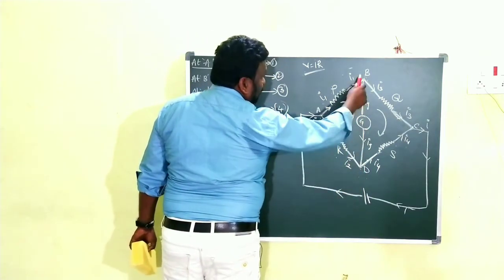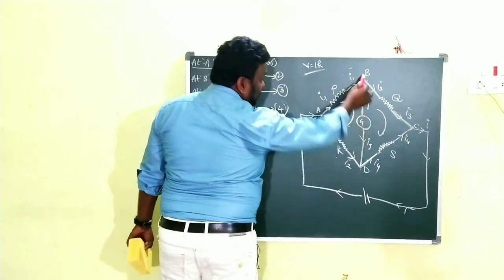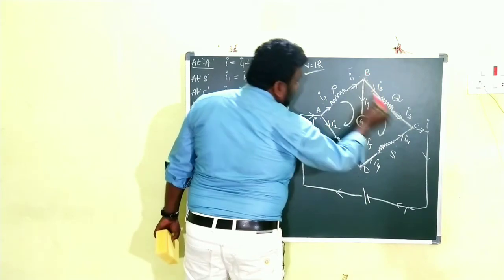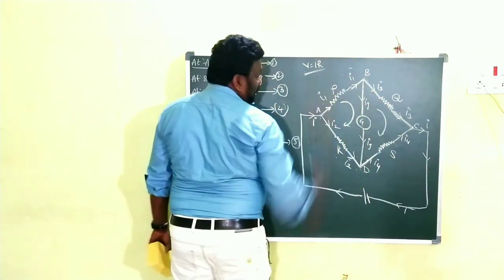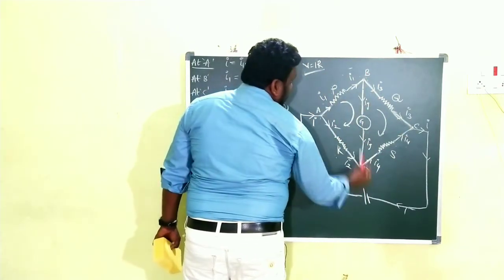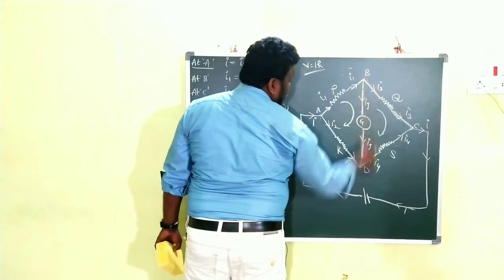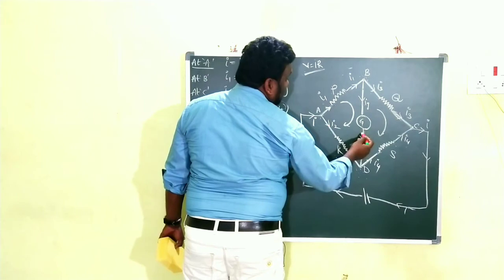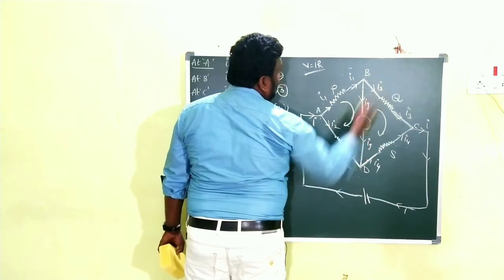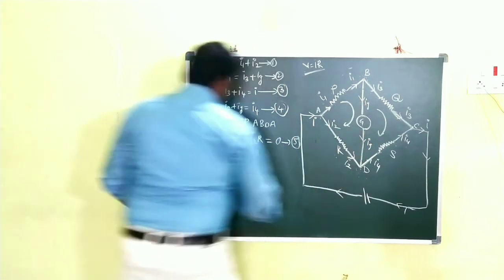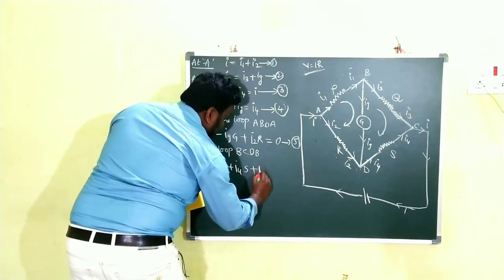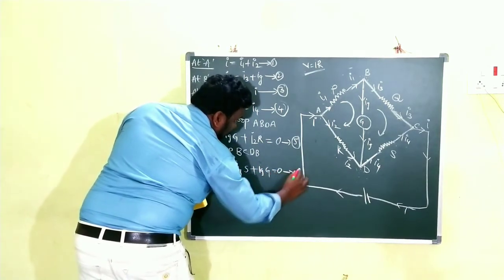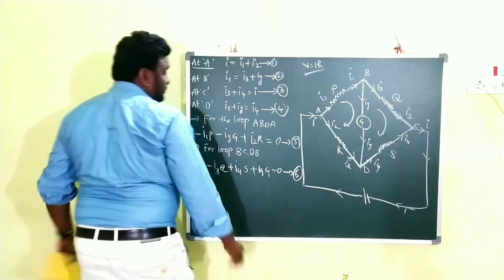And next, children, here we have to move from D to B, but the current is moving from B to D. B, C, D, B is our path of moving. So we are moving from D to B, but the current is coming from B to D. That's why the potential, Ig into G, is taken as positive, since we are moving in the opposite direction of current. Ig into G is equal to 0. Now this is equation number 6.